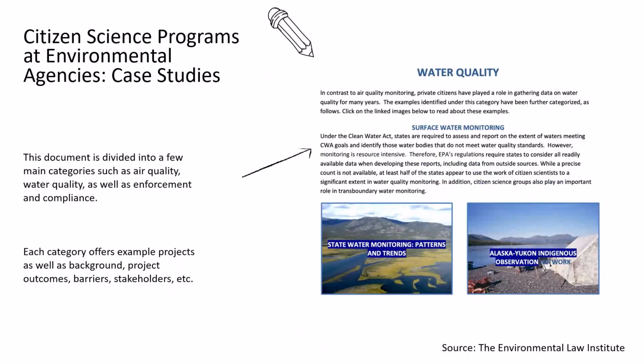But I just wanted to dig a little bit deeper into one of the resources from the Environmental Law Institute that I found particularly helpful. This case study booklet includes examples based on citizen science programs from across the United States in a few common environmental categories such as air quality, soil, or water quality. Each category provides project examples and outlines the issues and work being conducted by citizen science groups on the ground.